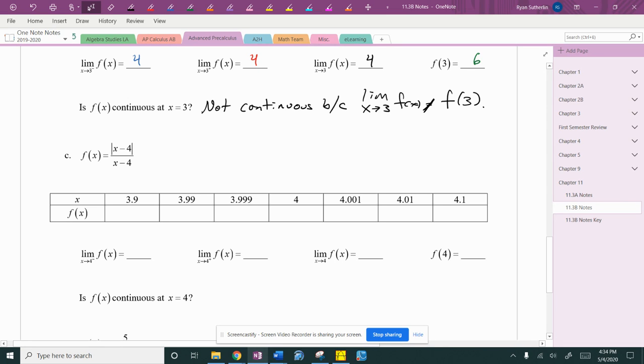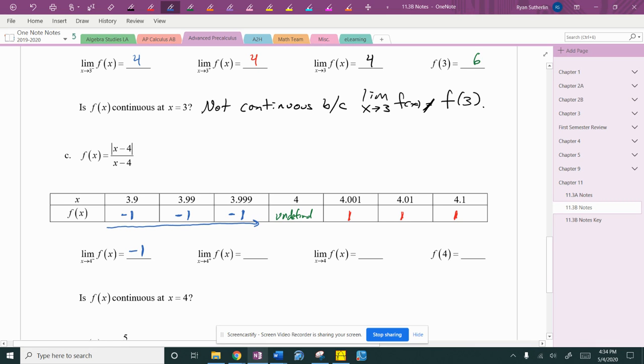So if you plug in 3.9 into this, you will end up with negative 1. 3.99, you'll get negative 1. 3.999, you'll get negative 1. At 4, you'll get undefined. At 4.001, you'll get 1. 4.01, you'll get 1. 4.1, you'll get 1. So as x approaches 4 from the left, it's always negative 1.